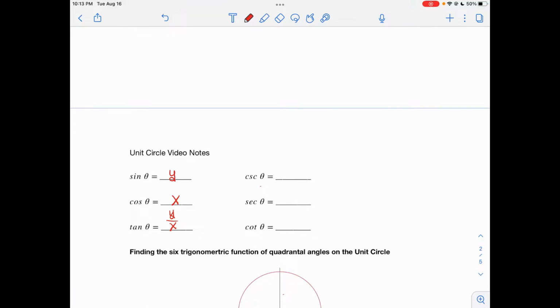Now, cosecant might be a new trig function for some of you. Cosecant is defined as 1 over the sine function. So that means cosecant of theta, when (x, y) is a point on the unit circle with a central angle of theta, would be 1 over y.